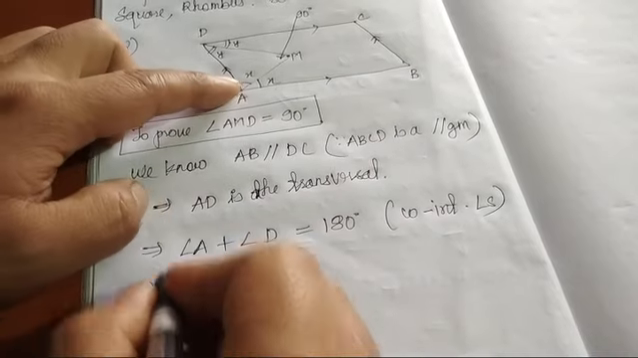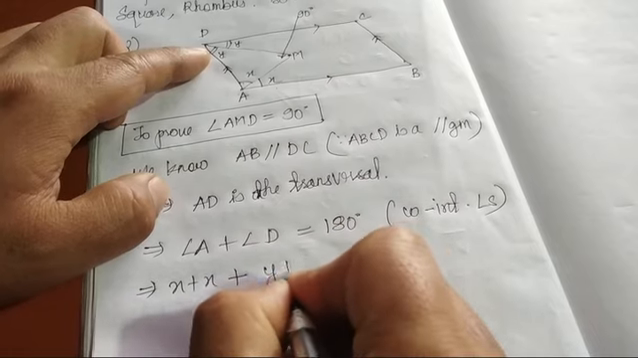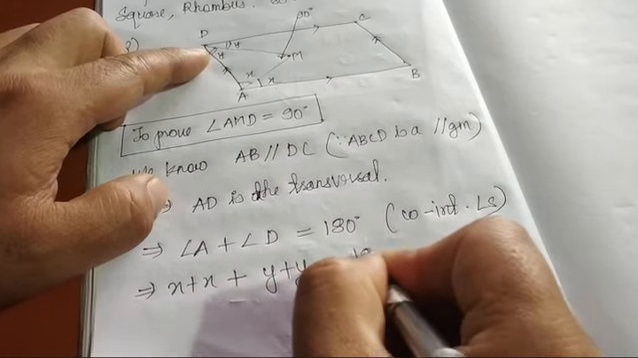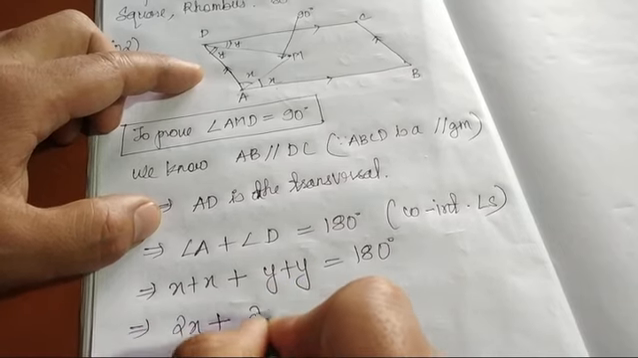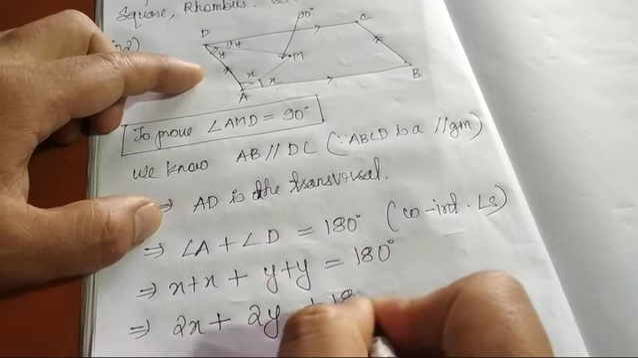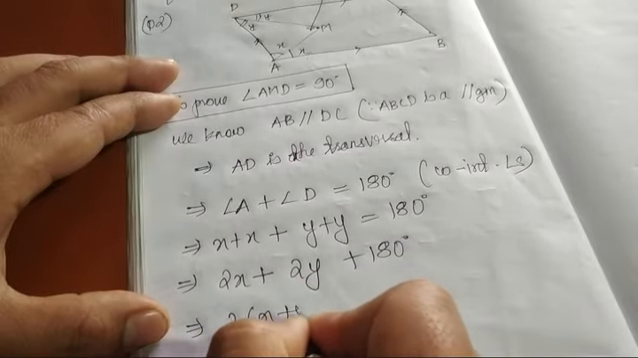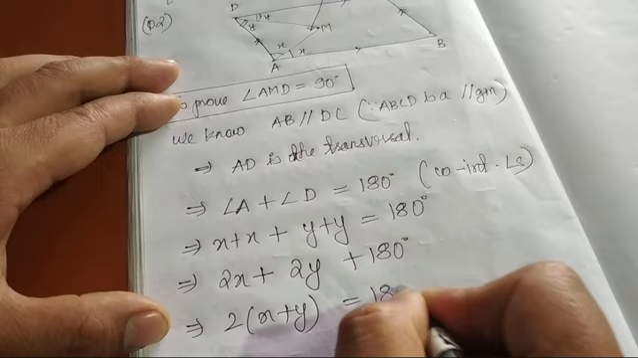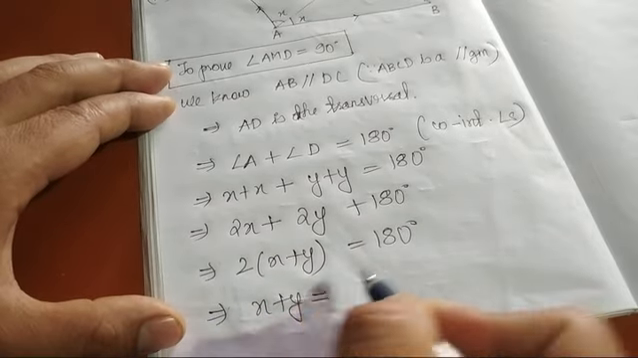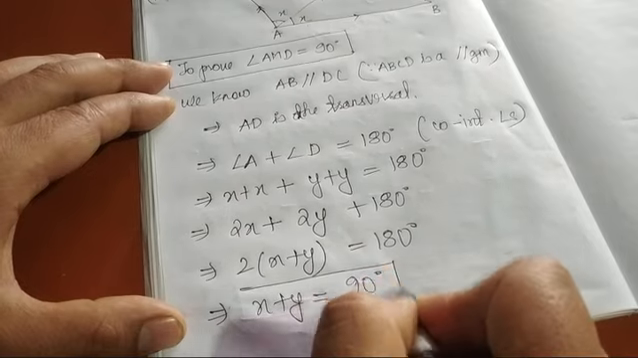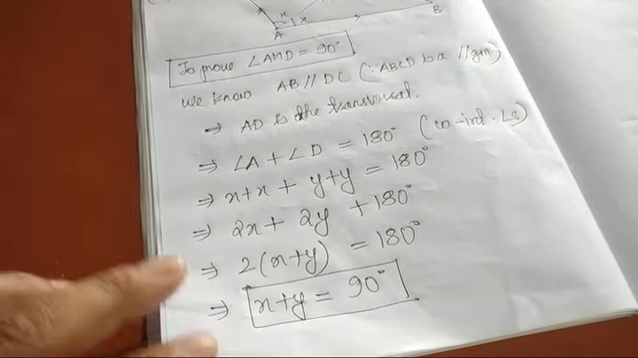Now angle A is x plus x and angle D is y plus y, which is equal to 180 degrees. So if you do it, 2x plus 2y is equal to 180 degrees. Taking 2 common, x plus y is equal to 180 divided by 2, which is 90 degrees. So angle x plus angle y is equal to 90 degrees. This is what we have got from the given condition in the figure: x plus y equals 90 degrees.